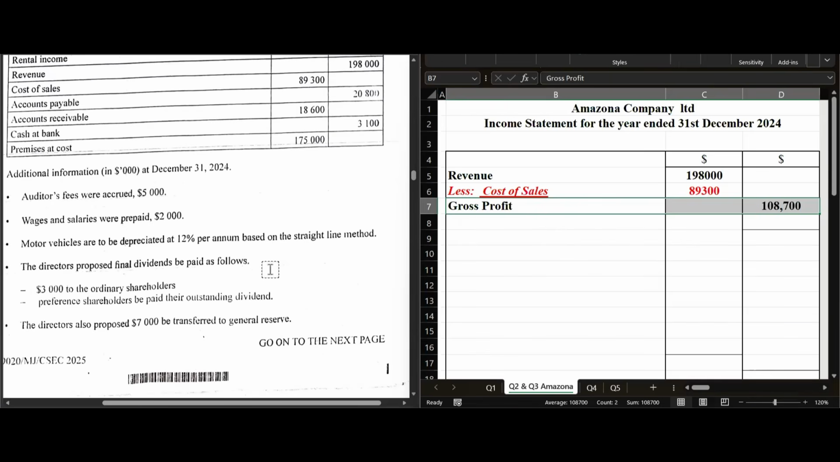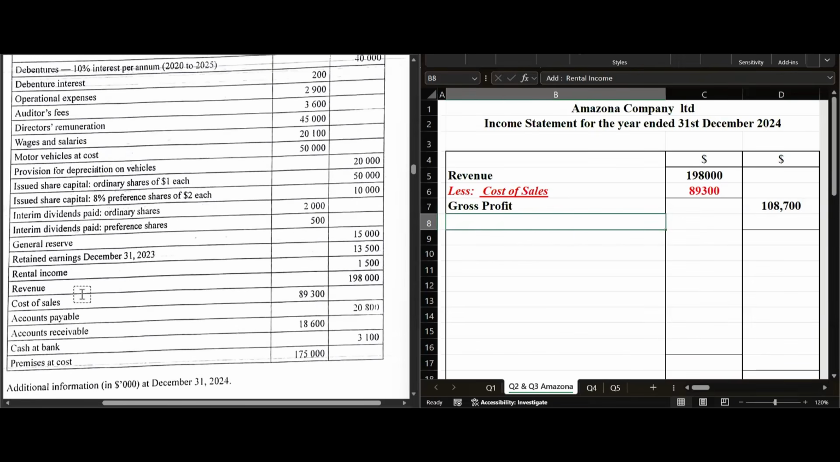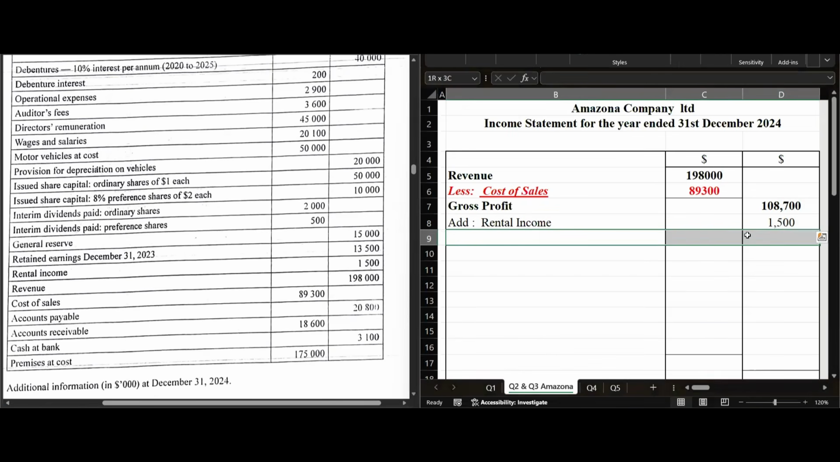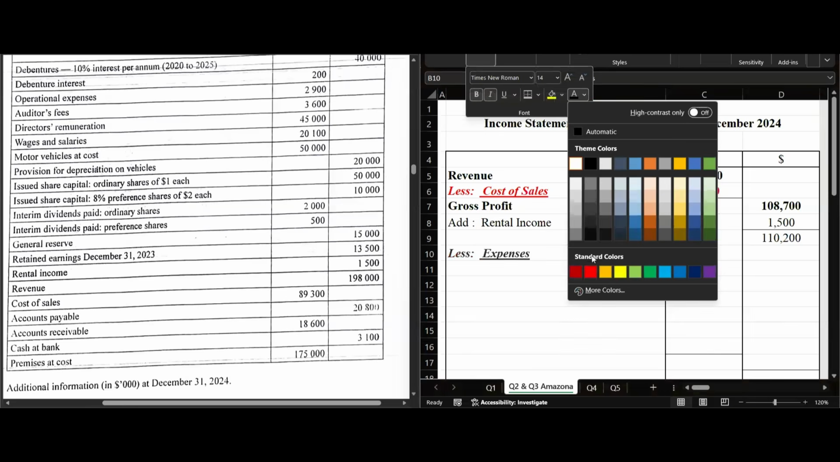Alright, great job so far. Next, we're going to add any additional income that we have. And if you look very closely, additional income coming into our business will be rental revenue. Nicely done. Looks pretty good. So that will be the first part of our income statement.